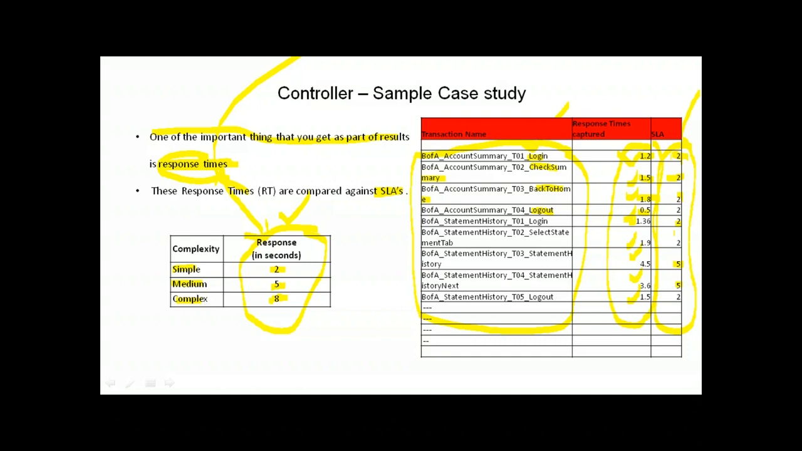So always the response time captured has to be less than the SLA number. Yes, if it is less than the SLA, then your application is fast. If it is more than the SLA, then your application is slow. Who gives the SLA? The client gives the SLA, as part of the NFR.